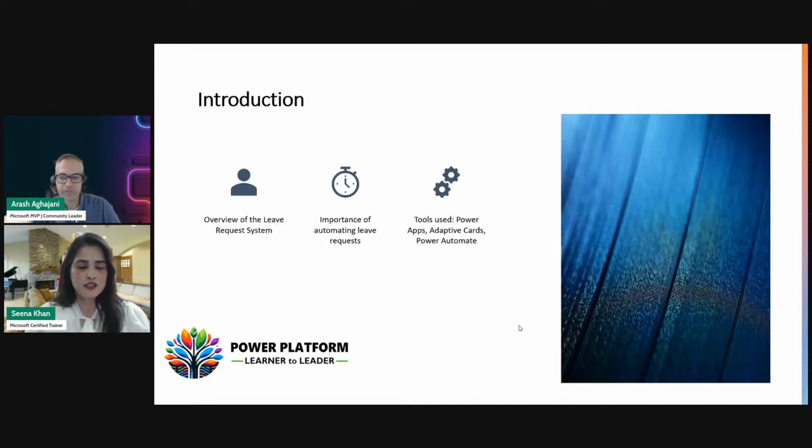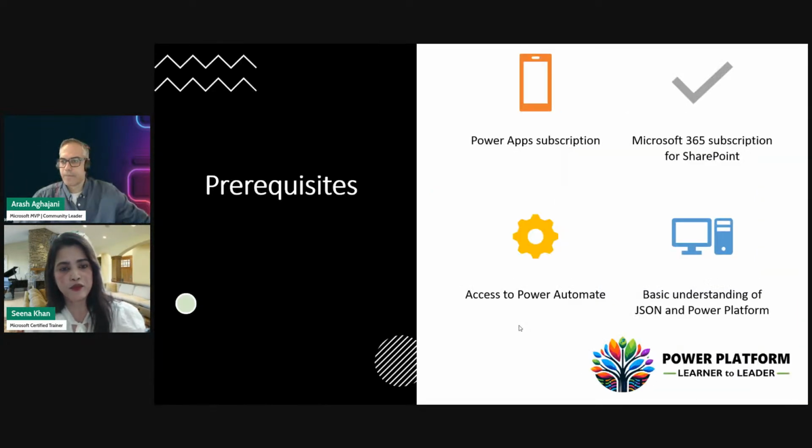Thank you. I have used these tools for the demonstration: Power Apps, Adaptive Cards, and Power Automate. Some of the prerequisites for this demonstration: we need a Power Apps subscription, then an M365 subscription for SharePoint. You should have access to Power Automate, and some basic understanding of JSON and Power Platform. Why do you need to understand JSON? Because adaptive cards are in JSON format only.